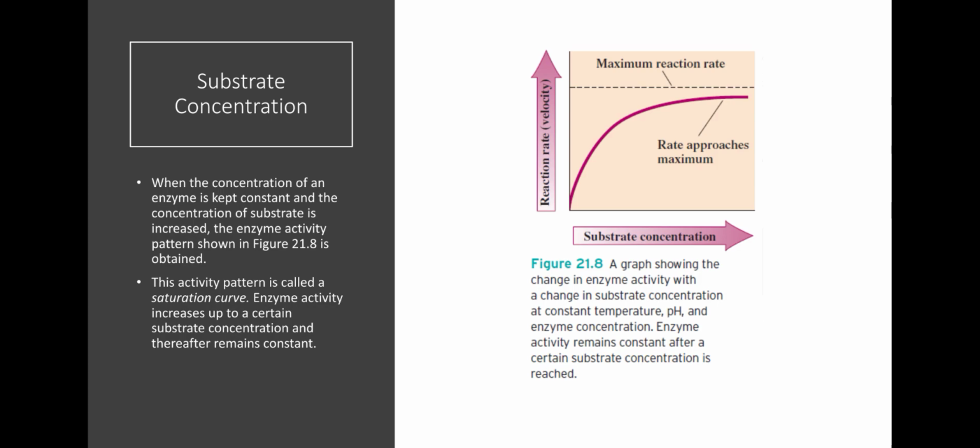The next one is substrate concentration. When the concentration of an enzyme is kept constant and the concentration of substrate is increased, the enzyme activity pattern shown in figure 21.8 is obtained. This activity pattern is called a saturation curve. Enzyme activity increases up to a certain substrate concentration and thereafter remains constant.